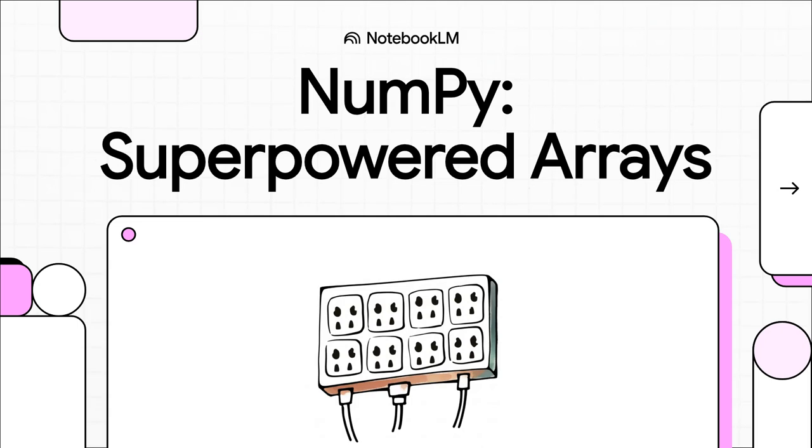Have you ever tried to do some math on, I don't know, 1,000 numbers inside a regular Python list? Like maybe you wanted to add 5 to every single number in there. You probably had to write a for loop, right? And it just feels a little clunky, maybe a bit slow. Well, what if I told you there's a way to do that and a whole lot more in a single blazing fast line of code? That's where NumPy comes in.